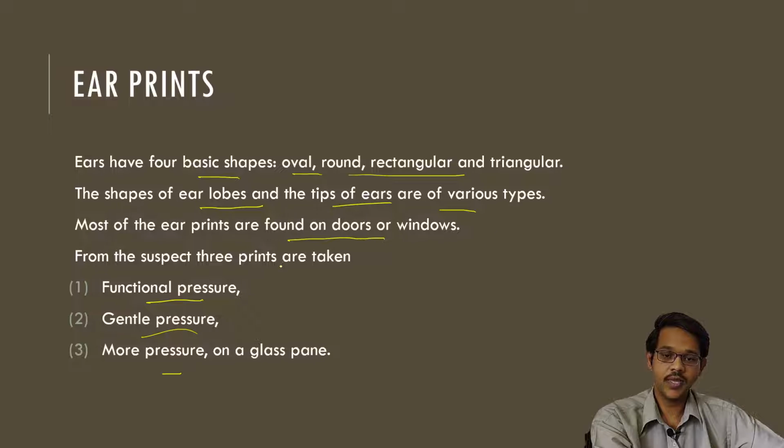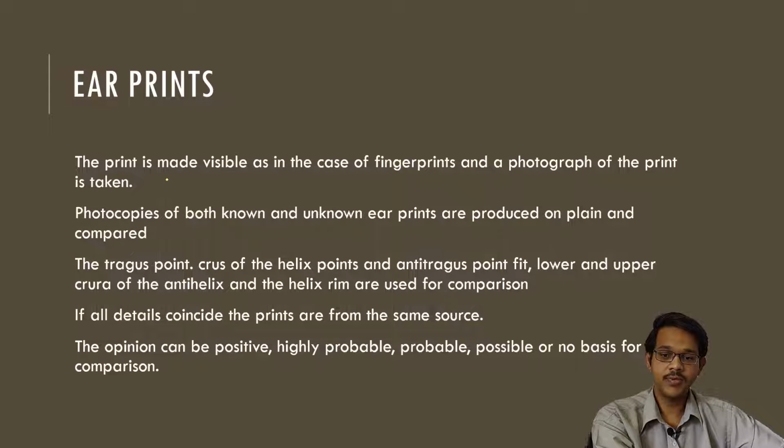These are 3 modes of taking ear prints. So ear prints can be found at the scene of crime, and to compare the scene-of-crime prints with those of suspected individuals, ear prints are taken with functional pressure, gentle pressure, or more pressure. After taking the ear print, it is made visible, as in the case of fingerprints, by dusting products. So if ear prints are found at the scene of crime, similar to latent prints, they are made visible by using dusting products, photographed, and the print is taken.